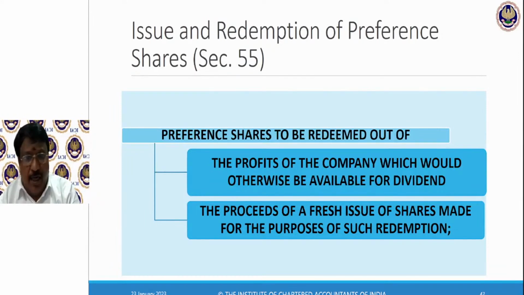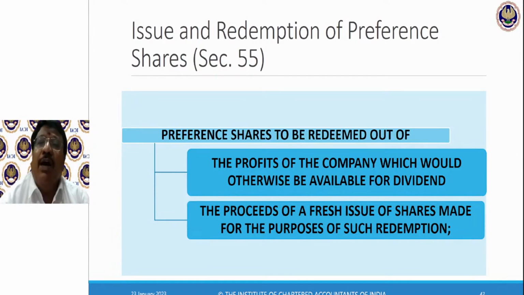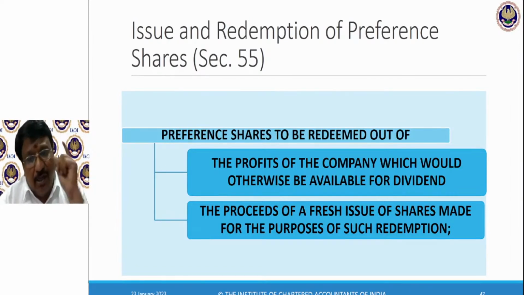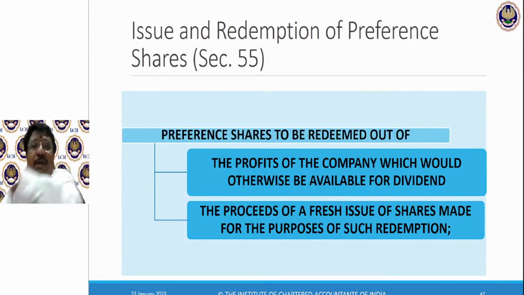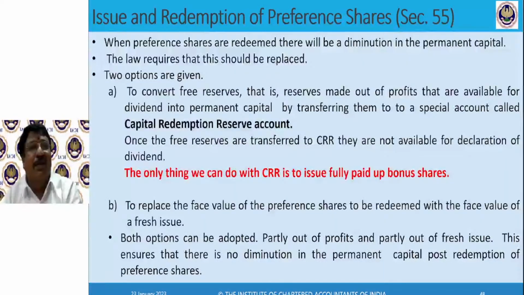The proceeds of a fresh issue of shares made for the purposes of such redemption. So suppose I do not have profits. I want to redeem preference shares. Preference shares can be redeemed only out of profits. I don't have accumulated profits. What do I do? Then the law says, don't worry. You issue fresh shares. Out of the proceeds of fresh issue of shares, you can redeem your preference shares.